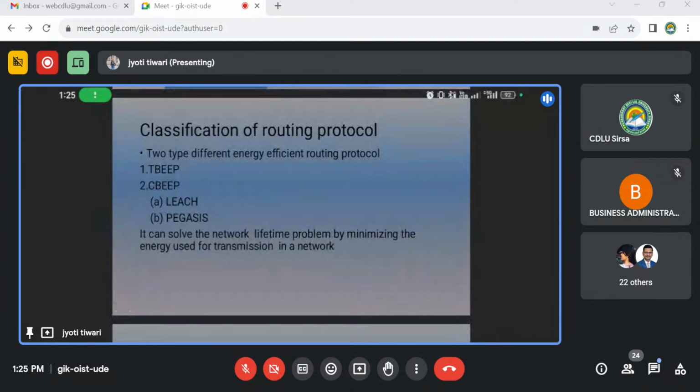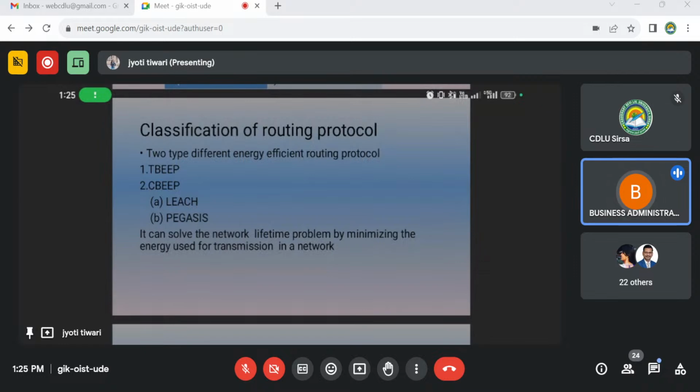Classification of routing protocol. I'm working on the... Jyoti, can you speak mainly on your research findings?